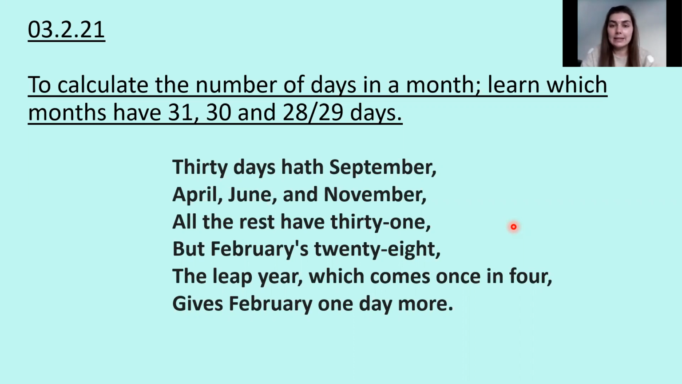So it's basically just saying that September, April, June and November have 30 days, all the rest have 31, but February is a little bit different and it has either 28 or 29 days, depending on whether it falls in a leap year or not.